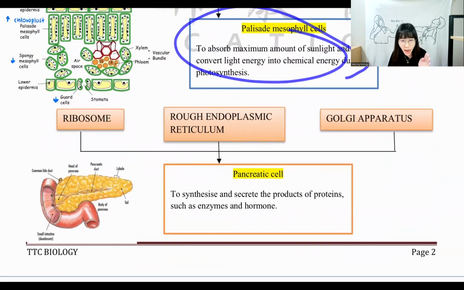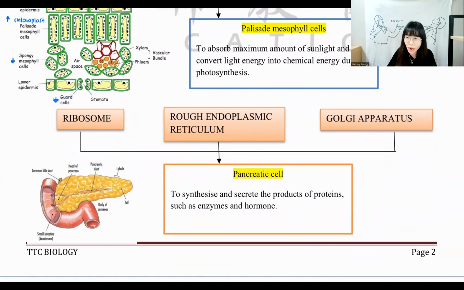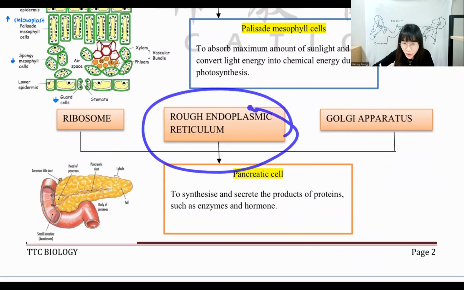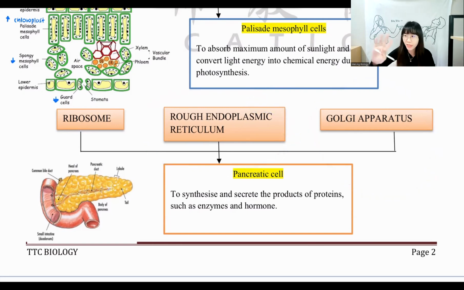Okay, and then we have ribosome, rough ER, and Golgi apparatus. Talking about ribosome, can you tell me what is the function of ribosome again? Ribosome is used to synthesize protein. Very good. To produce protein. Rough ER is used to, what is the function of rough ER? Rough ER is used to transport protein. Very good.